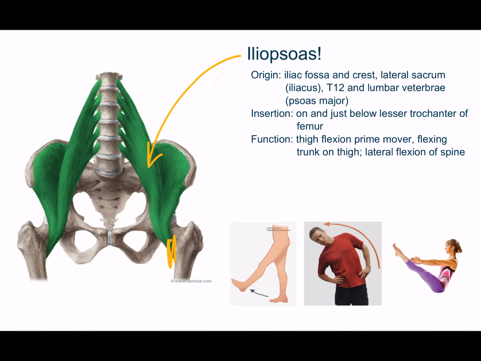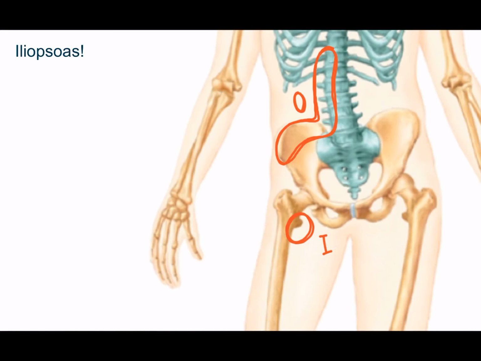And they act in thigh flexion and flexing the trunk on thigh. So right here and right there, and lateral flexion of spine, turning. Lateral flexion of spine is mostly the psoas major. You see right here, it's going to go that direction.